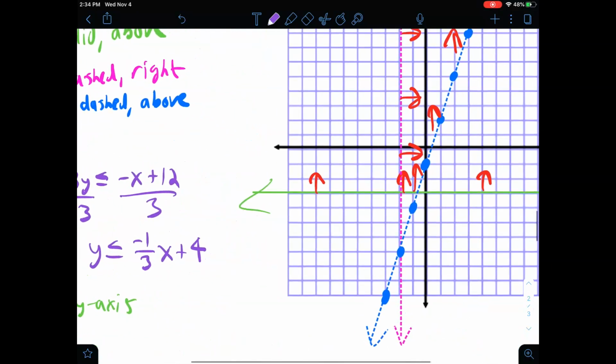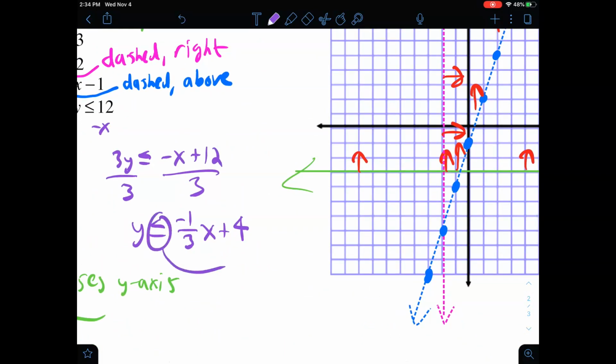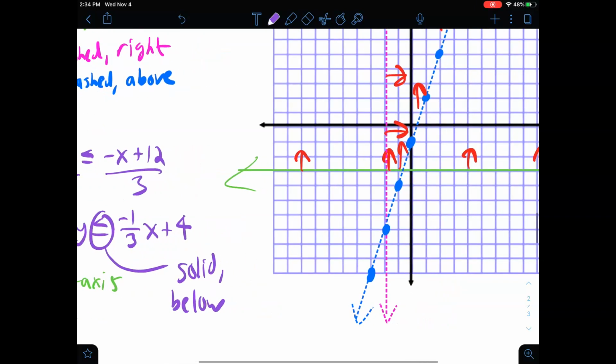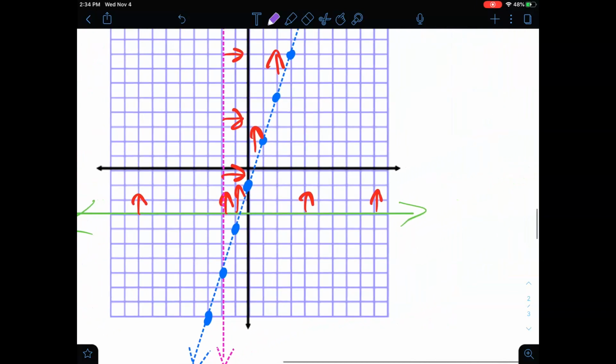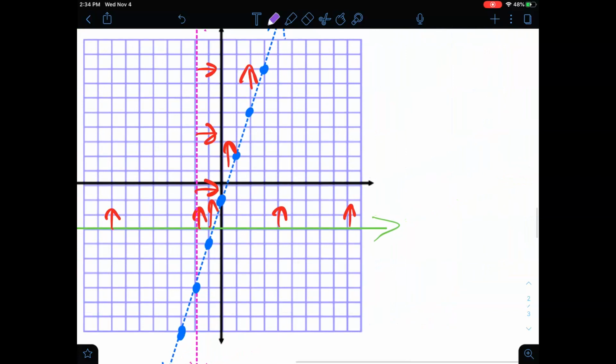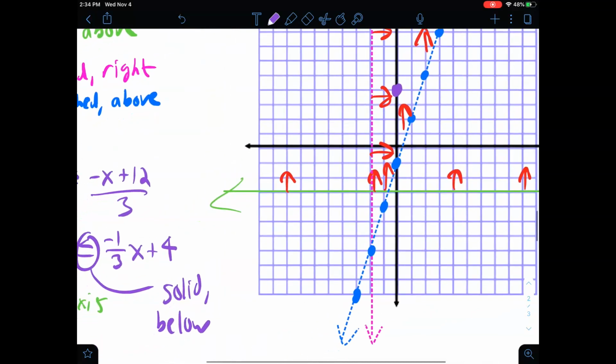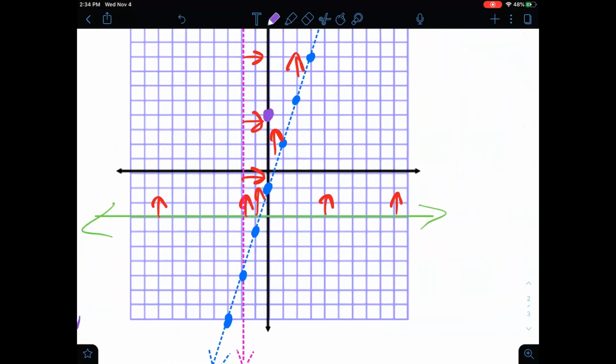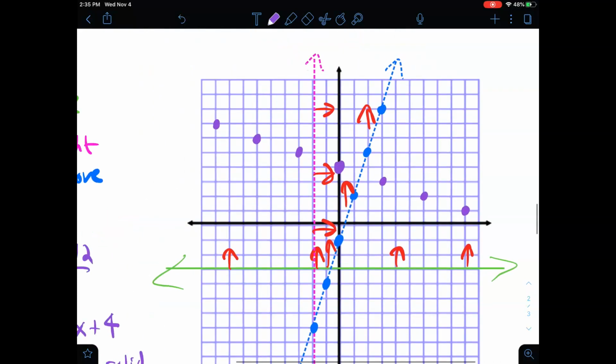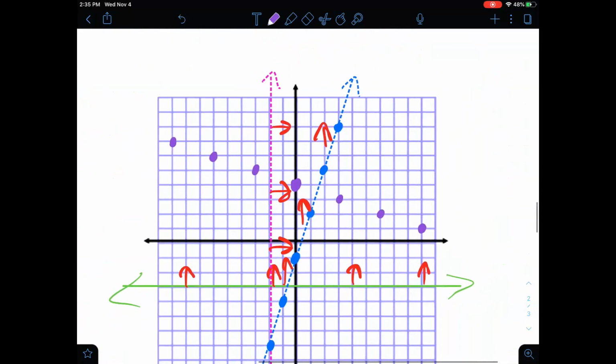So which direction are we going to go? This is going to be solid and below. So we're going to start at +4, go up 4. Then we're going to go down 1 over 3, down 1 over 3, and up 1, left 3, the same exact opposite direction. And it's a solid line, so we can do a solid line now.